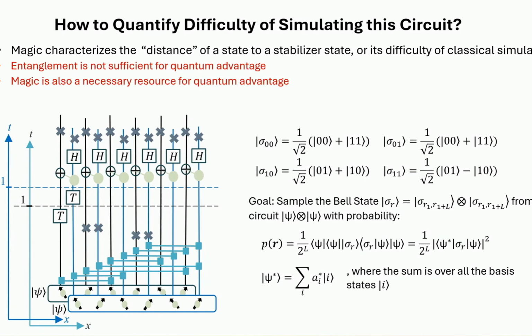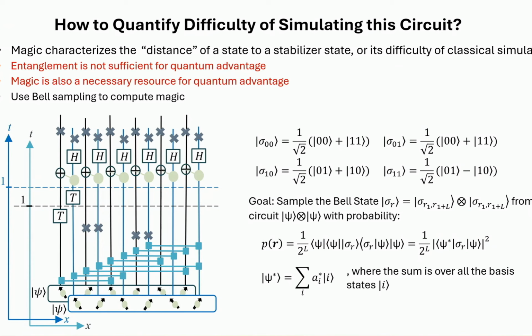However, having entanglement is not enough. There are a class of states that are highly entangled, like these stabilizer states. They have a lot of entanglement, but you can still simulate them efficiently on a classical computer. So basically you need entanglement and magic in order to achieve quantum advantage. And so now I'm going to talk about a way to compute the magic in these circuits.